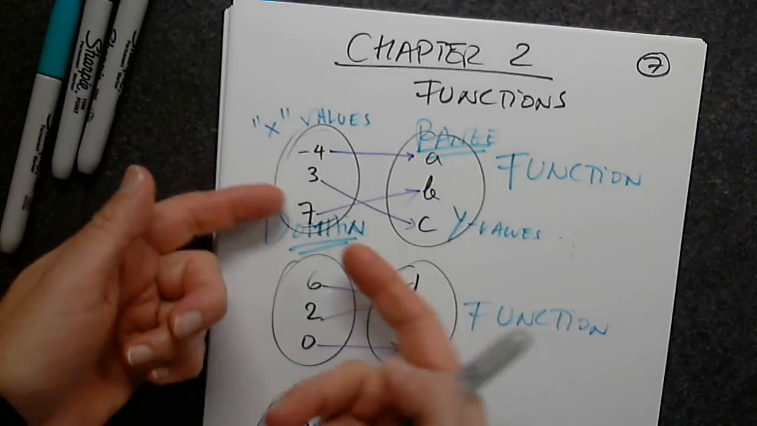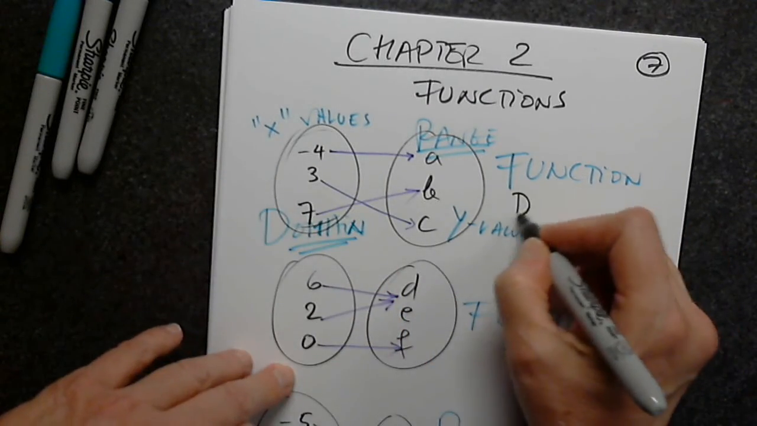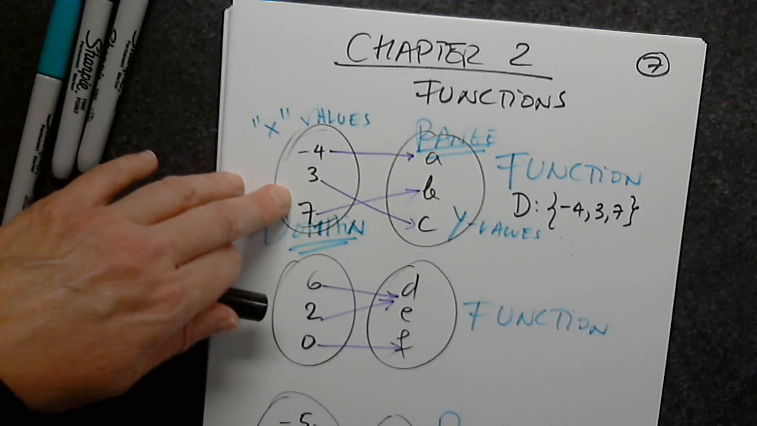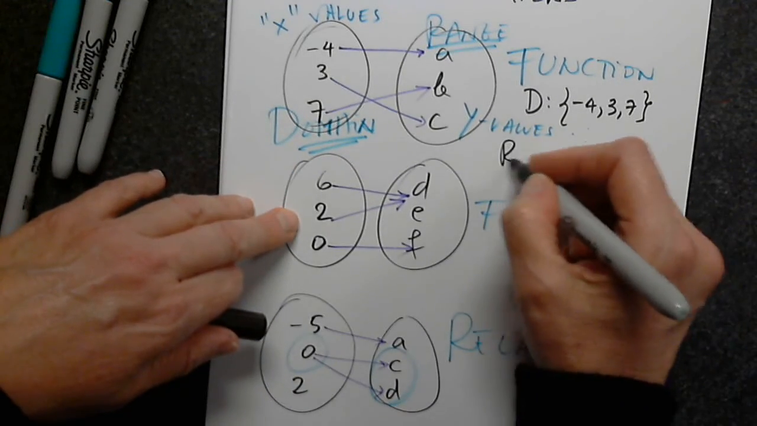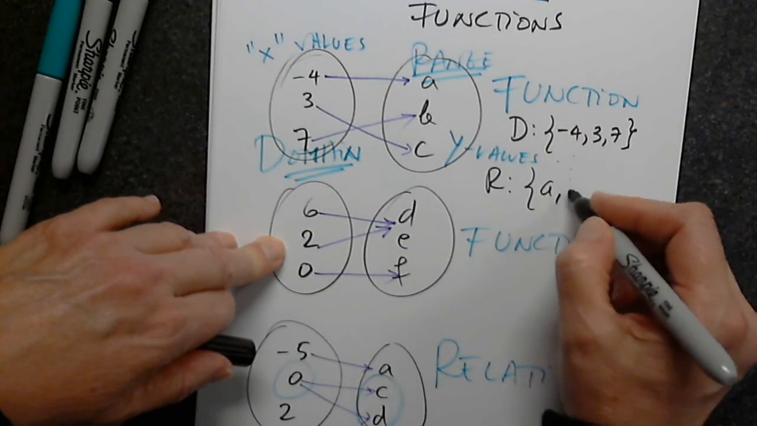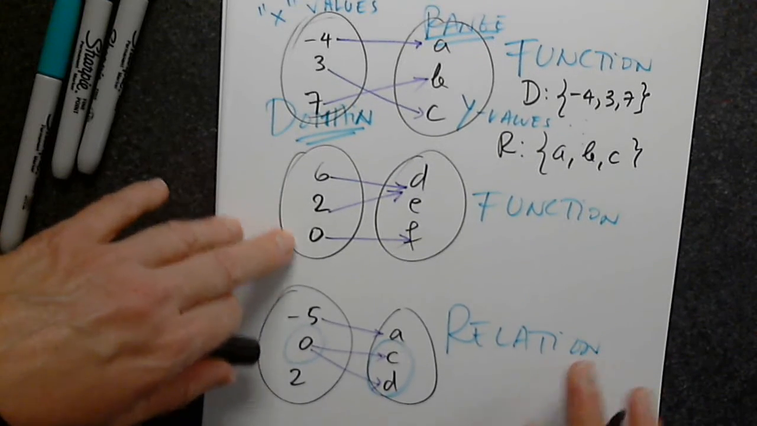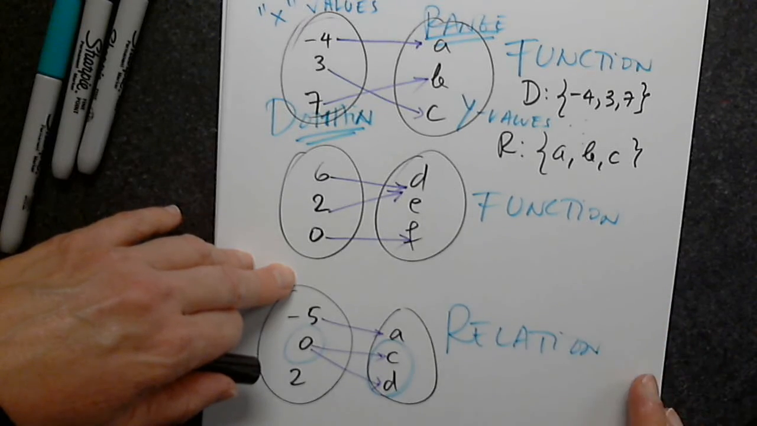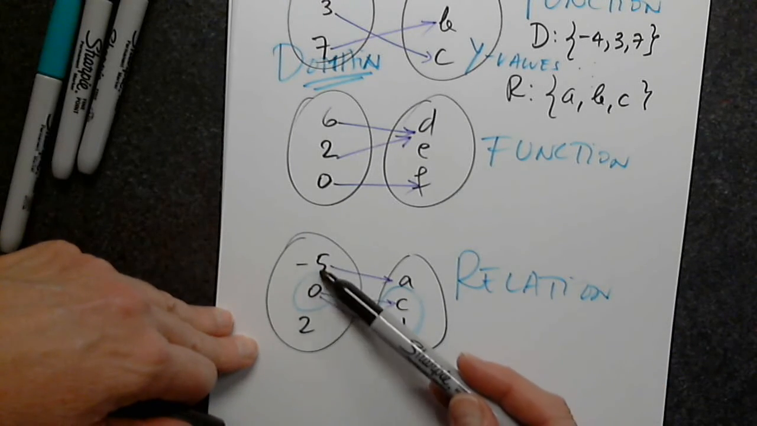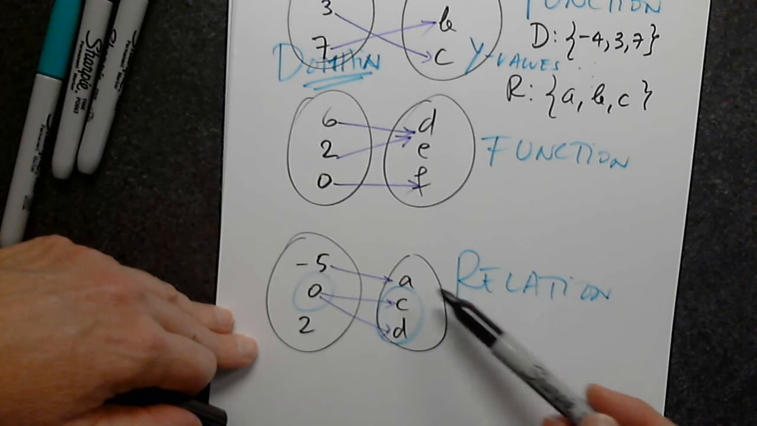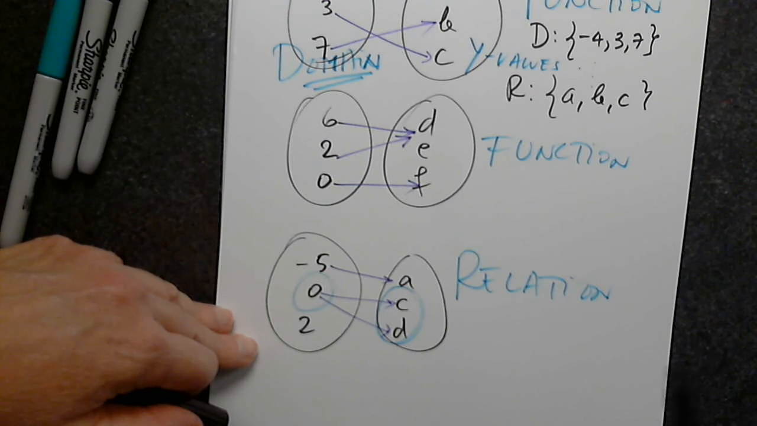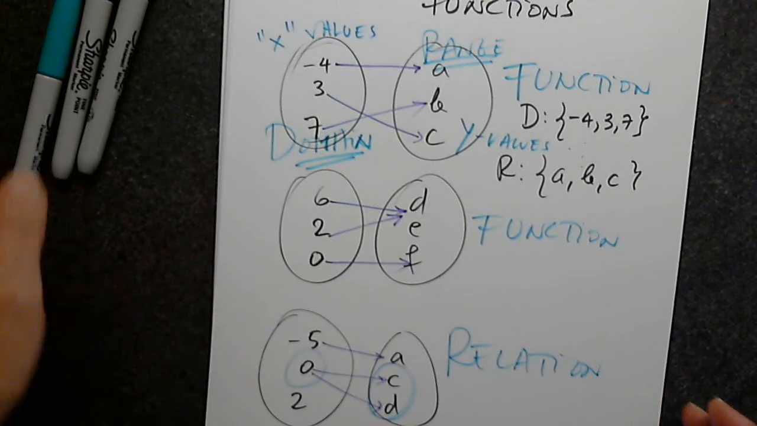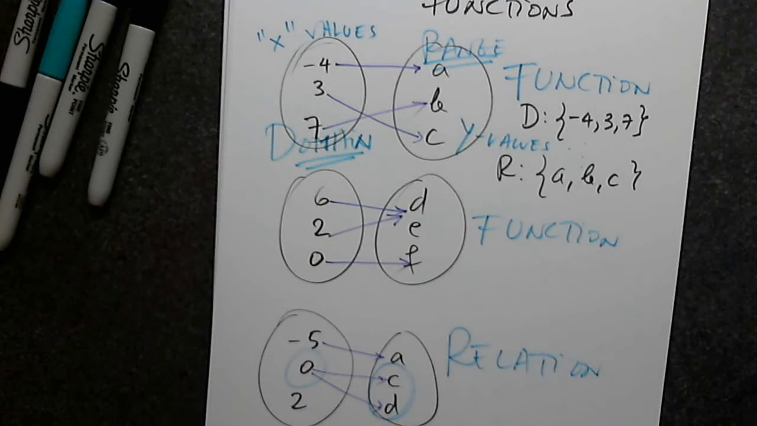So what is the domain of the first function? Domain of the first function is -4, 3, 7. Just three elements. What is the range of the first function? ABC. What is the domain of the second function? 6 to 0. Range, DEF. What is the domain of the relation? -5, 0, 2. What is the range of the relation? ACD. So if I'm given the relationship, I can identify whether I'm looking at a function or not.